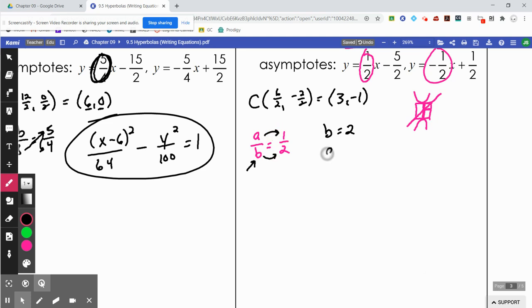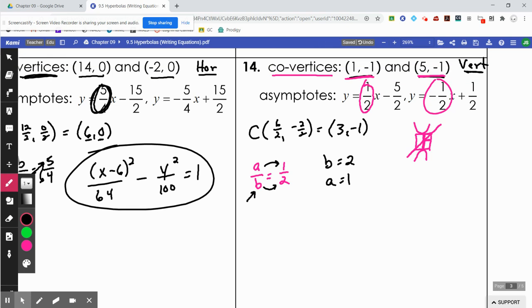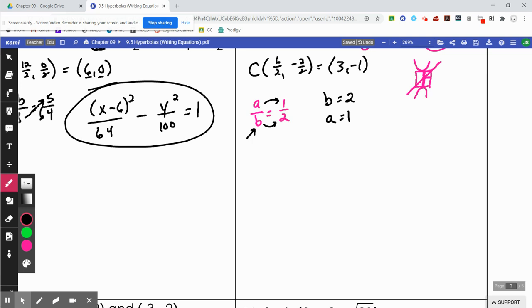Yes, you can in this case. So it works straight across. So there's your A value and your B value. It's a vertical hyperbola, so we're going to list our Y values first.